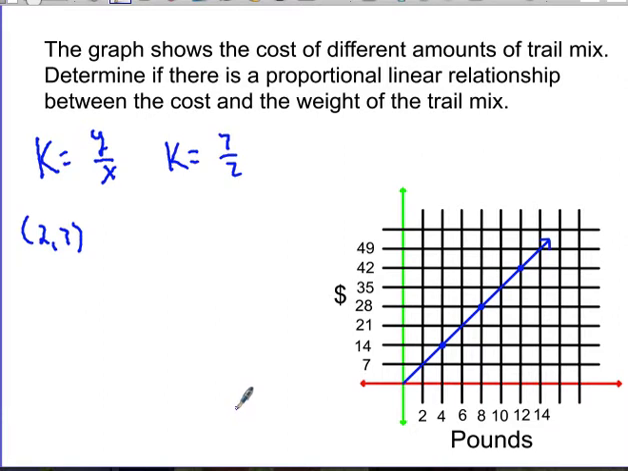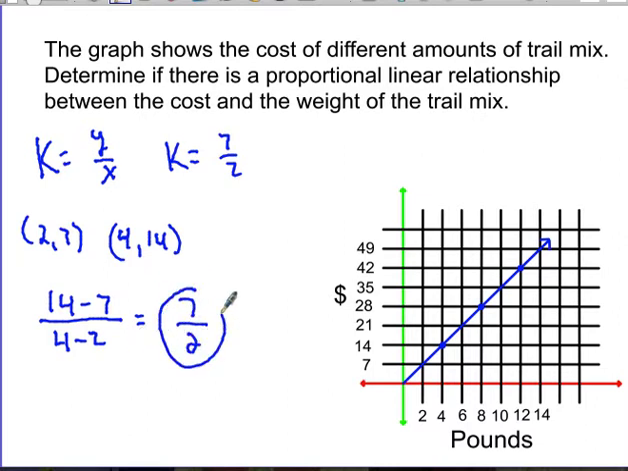Okay? Now let's check for a rate of change. How many ordered pairs do I need to find a rate of change? 2. I need a y2 and a y1, and I need an x2 and an x1. I already have one ordered pair, so I need another one. 4, 14. So y2 minus y1 over x2 minus x1, and that is going to be 14 minus 7 is 7, 4 minus 2 is 2. So what do I notice about the rate of change and the k value? Same. So what does that mean? It's a proportional relationship. Okay?